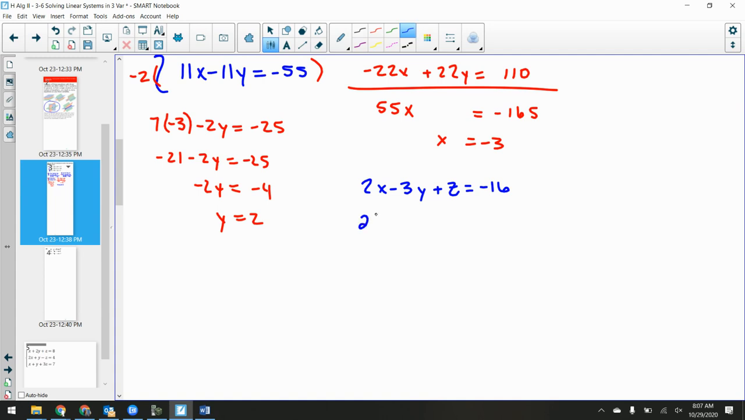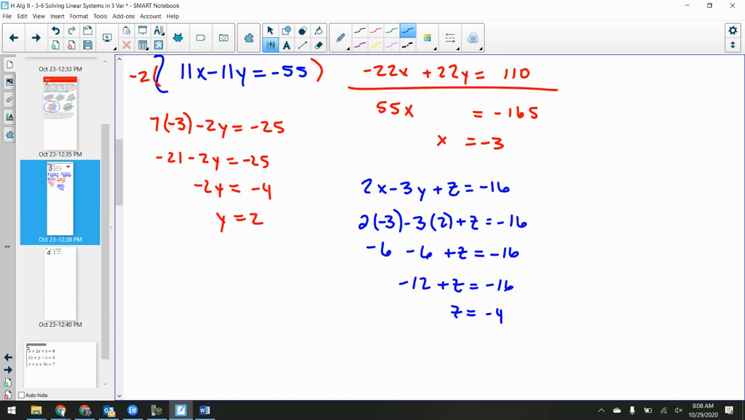All right, now we input all of those into the equation. So we have 2 times negative 3 minus 3 times 2 plus z is negative 16. We say, okay, negative 6 minus 6 plus z is negative 16, so negative 12. So z is negative 4. That means my final answer, the one point where these 3 planes will cross in space, is negative 3, 2, negative 4. That's my answer.